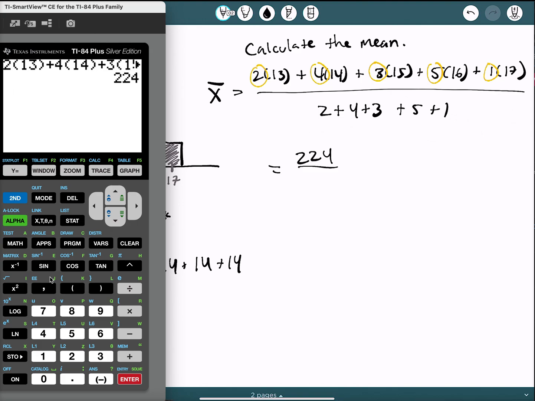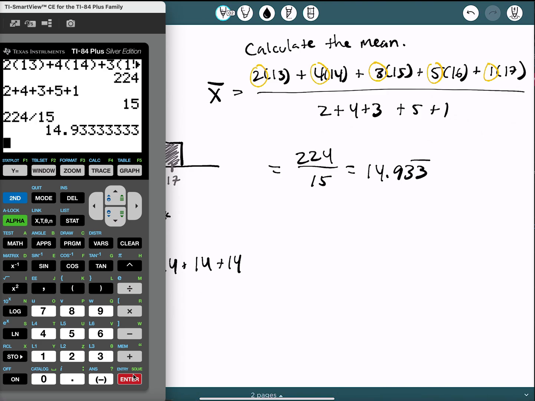So if I add up all my values at the bottom, we have 2, 4, 3, 5, 1. So 15 values. So if I do 224 divided by 15, that would give me a mean of 14.9333 repeating, or about 15. Well, we want one more decimal than the data, and it looks like we have no decimals there, so we'll give one more than that. So 14.9 sounds good, so I'll just cut this off. So about 14.9 would be my mean. We'll follow our rounding rule there.